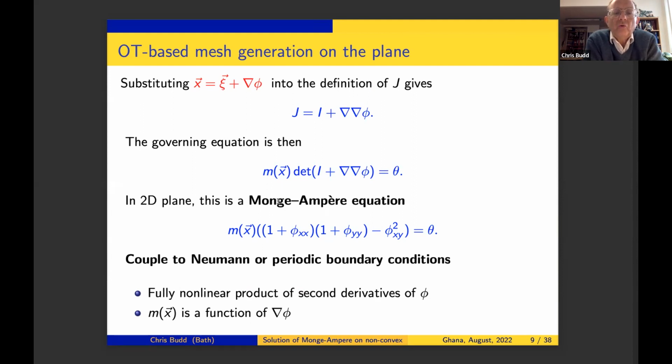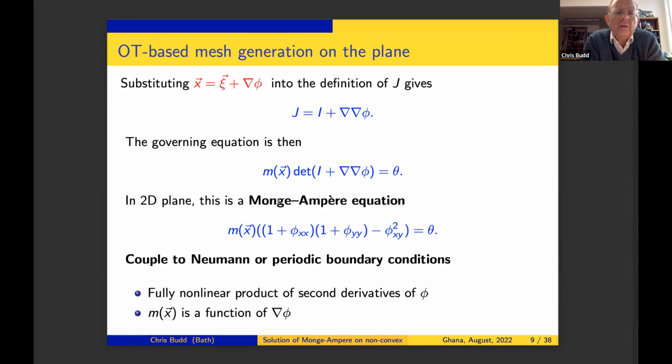And this is called the Monge-Ampère equation, named after Monge again, and Ampère, the great French scientist in the 19th century. And if you write that down in 2D, then it becomes that fully nonlinear elliptic PDE, m times essentially the second derivatives of phi multiplied together is constant. So that's the equation that we have to solve to find phi. And once we've found phi, we take its gradient and we get the mesh.